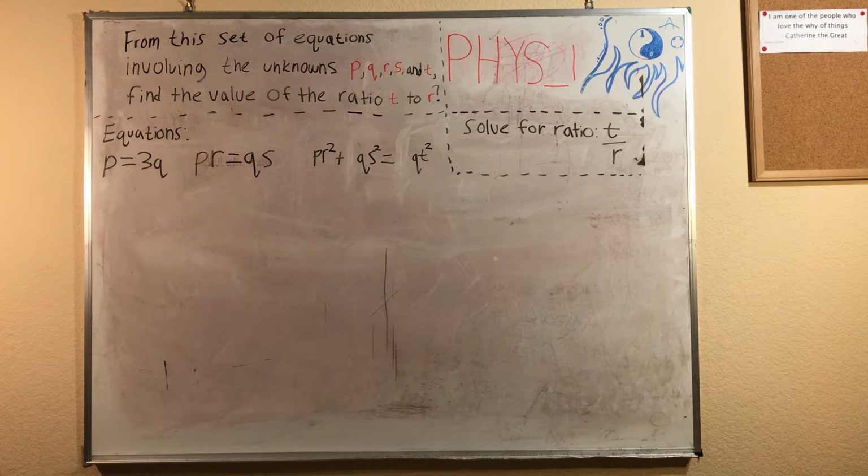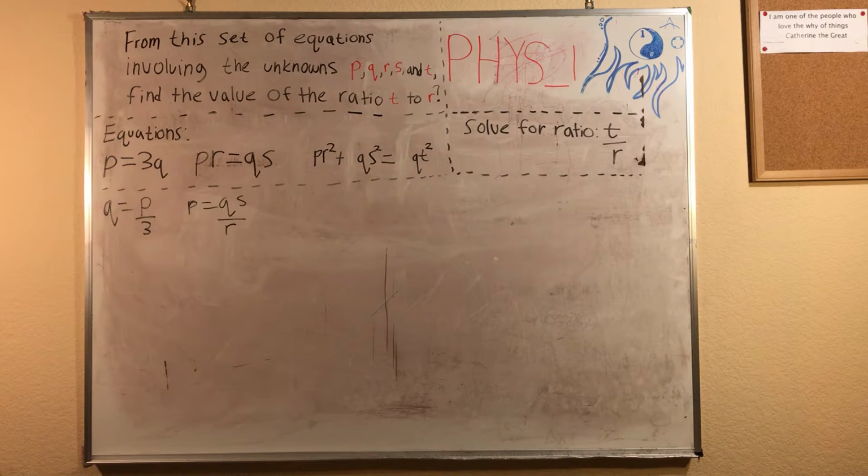Let's start manipulating and rearranging equations to see what we can do to help solve for our ratio. Let's start with the two simpler equations, leaving the one with a t variable for last. Taking p equals 3q and dividing by 3, we get q equals p over 3. Now taking p times r equals q times s, and dividing by r, we get p equals q times s divided by r. Taking the same equation and dividing by p this time, we get r equals q times s divided by p.